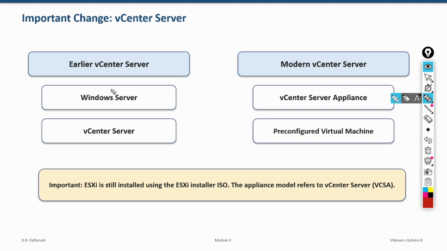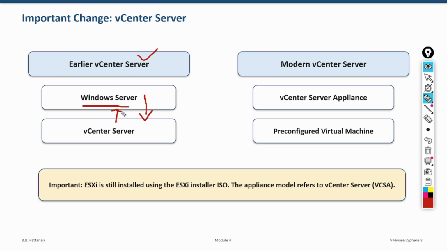Now there is another important change that we need to understand, and this is related to vCenter Server. In earlier VMware environments, up to version 6.5, vCenter Server was installed on the Windows Server operating system. In that model, Windows Server acted as the operating system and on top of it, we installed vCenter Server.